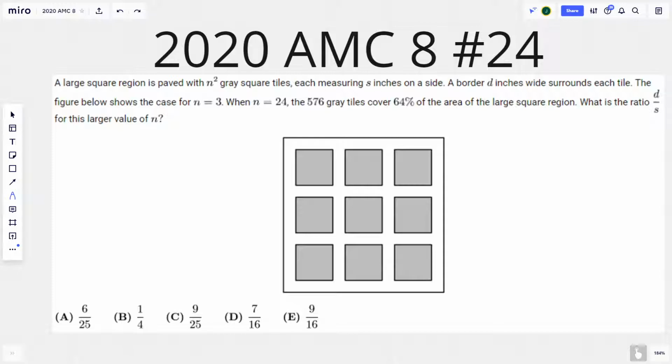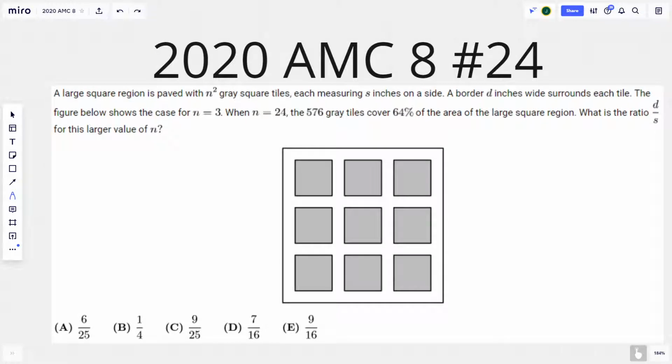So right away, we can see that we have a diagram, but it's important to keep in mind that this diagram is for n equals 3. So we can't use it directly to solve for d over s for this larger value of n, which is specifically n equals 24. However, because we're given a smaller value, the first thing we might try is generalizing a pattern to a larger value. So if we find something that we can generalize from n equals 3 to n equals 24, then we would be able to use that to solve the problem.